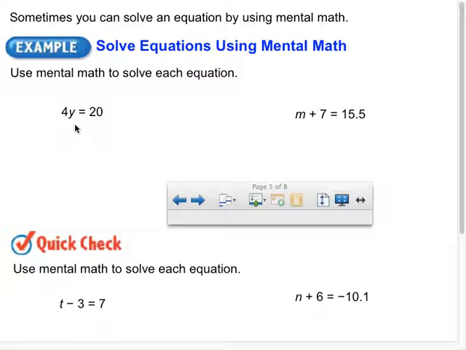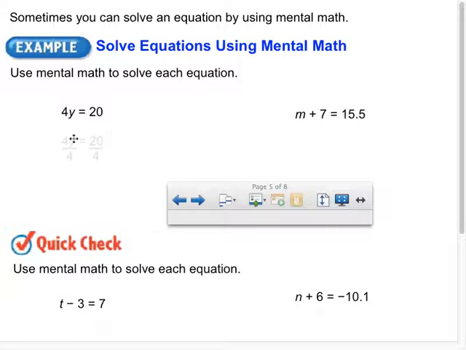Now, in order to do that, I have to look at what's with y. On the left side of the equal sign, what's with y? 4. And it's not just 4, it's 4 times y. So how do I undo 4 times y? What's the opposite of 4 times y? Right. If we divide by 4, that's the opposite of multiply by 4.